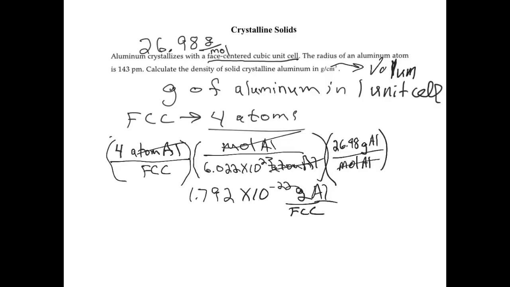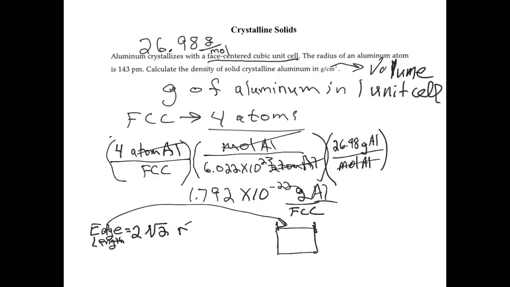And here's where I need to be able to calculate the edge length of that cubic cell. And that's where I can remember that the edge length is 2 times the square root of 2 times the radius. Okay? This is our edge length. And that's important because if I'm looking at my unit cell, my edge length is this length right here. And if I know that, all I need to do to get the volume of that cube is cube the edge length. Okay? So let's first calculate our edge length.